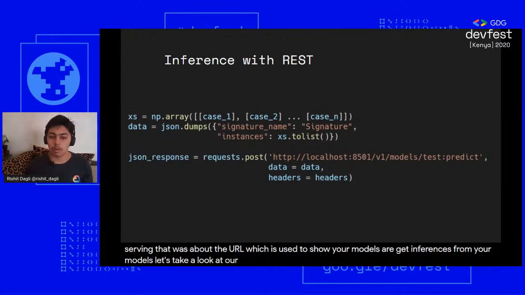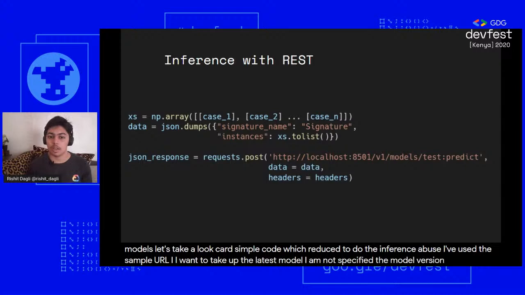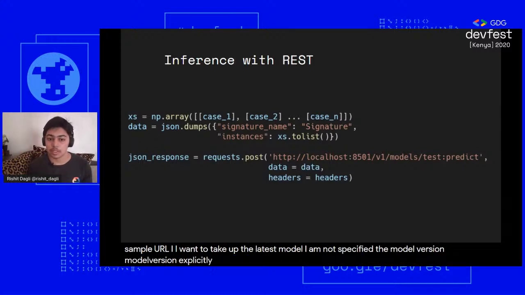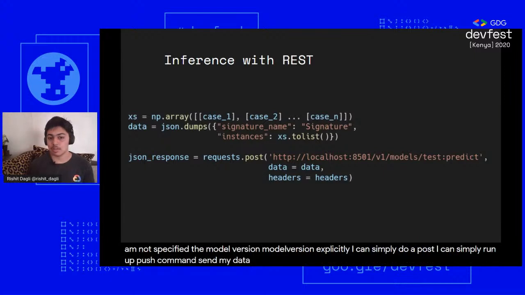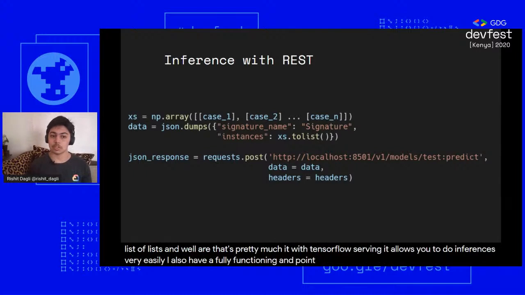Let's take a look at a simple code which you would use to do the inference. I've used a sample URL over here. I want to take up the latest model. I've not specified the model version explicitly, so I can simply run a post command, send my data as a list of lists, and that's pretty much it. TensorFlow Serving allows you to do inferences very easily. I also have a fully functioning endpoint, which is pretty resilient too.